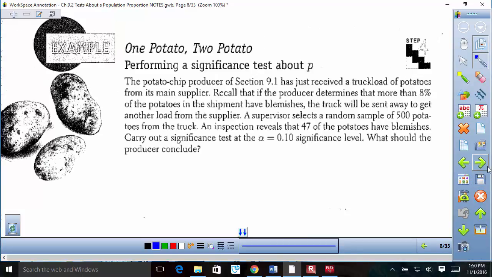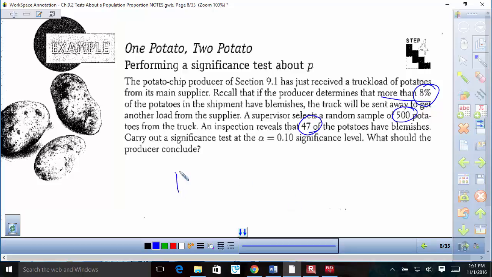All right. Okay, potato problem. This is from yesterday. Aiden, you didn't get the potato problem. It was a doozy. Okay, so apparently the producer determines that if more than 8% of the potatoes in the shipment have blemishes, the truck will be sent away. We talked about that. We select a random sample of 500 potatoes, and inspection reveals that 47 of them have blemishes. Okay, let me stop right there.